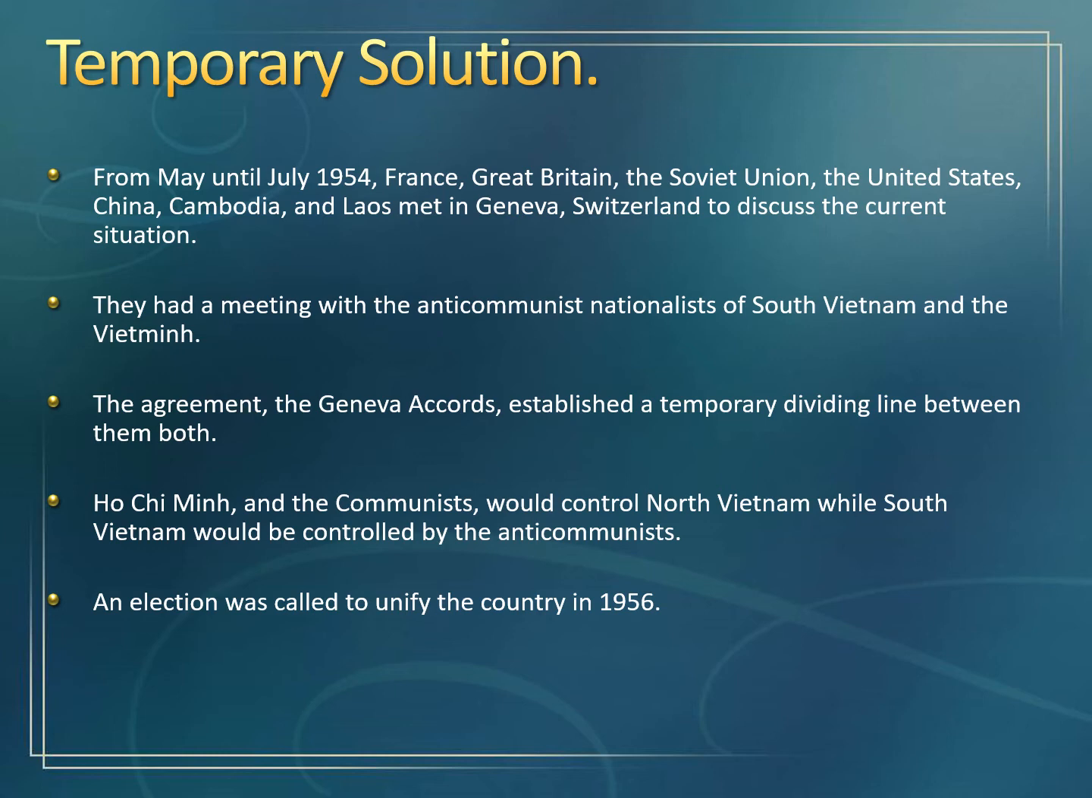So they had a meeting with the anti-communist nationalists of South Vietnam. Remember, there are people who are opposed to communism in South Vietnam, and those in the north who are in favor of it, who are the Viet Minh. Now, the agreement was known as the Geneva Accords, and this established the temporary dividing line between both of them at the 17th parallel. So North Vietnam was communist, and South Vietnam was not. Like I said, Ho Chi Minh and the communists would control North Vietnam, while South Vietnam would be controlled by the anti-communists. And there was an agreement that there would be an election to unify the country in 1956.